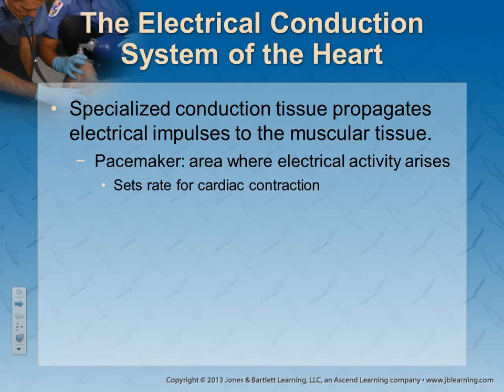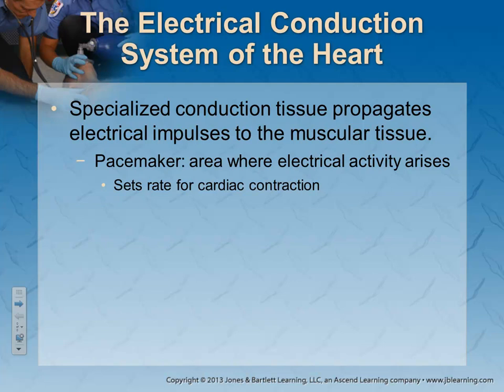In order for this to work, you've got to have the specialized conduction tissue which propagates the electrical impulses to the muscular tissue. So remember, I was talking about you've got the electrical system of the heart, and then you've got the mechanical function of the heart. So this specialized tissue is what's going to be the liaison between the two. It's what's going to take the electrical impulse that's generated and put it off on the mechanical aspect of the heart, the worker cells of the heart, to allow them to contract. Okay?